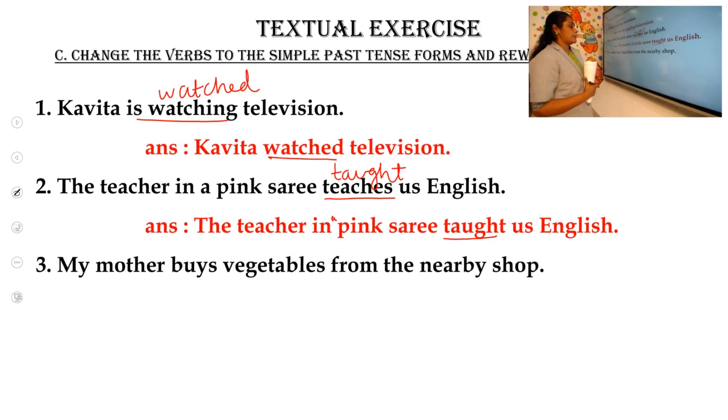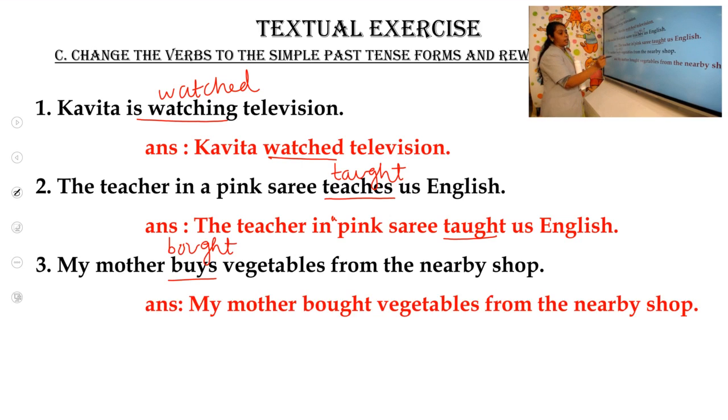My mother buys vegetables from the nearby shop. Look at the verb here. The verb buys is a present tense verb, so we have to change it into past tense. What is the past tense of buy? Bought. Yes, we learned this word before also. My mother bought vegetables from the nearby shop.